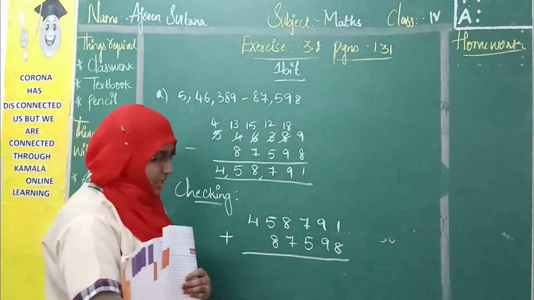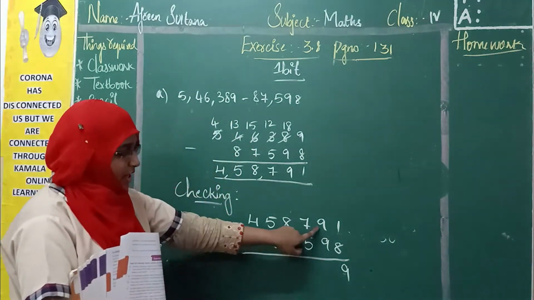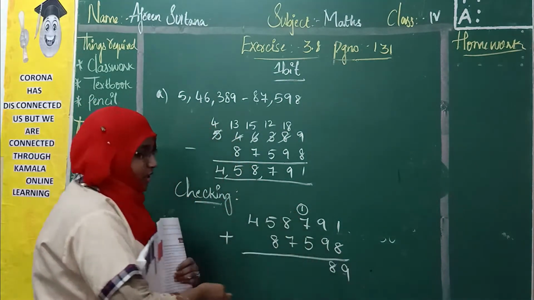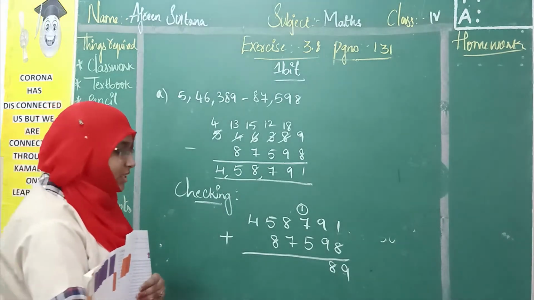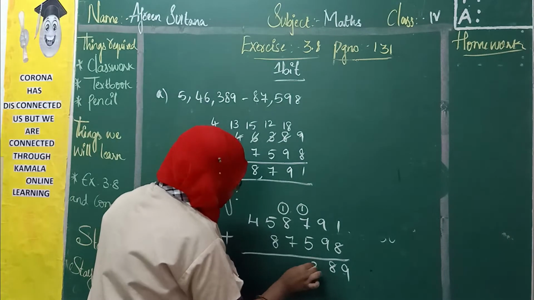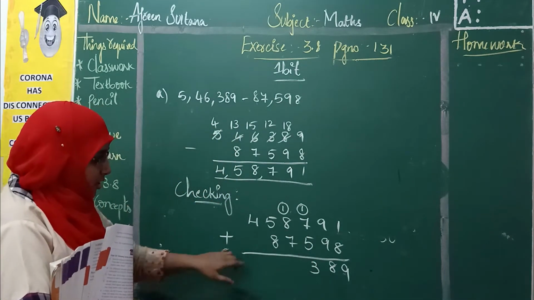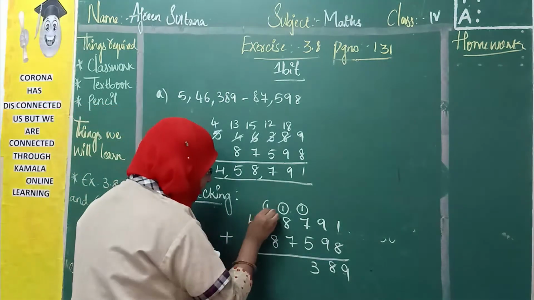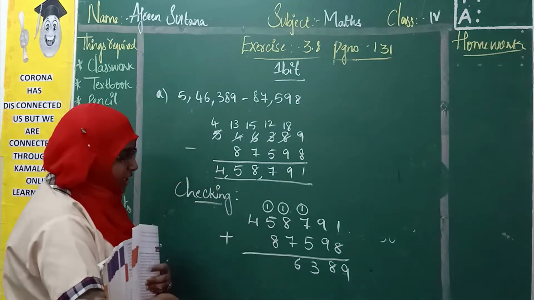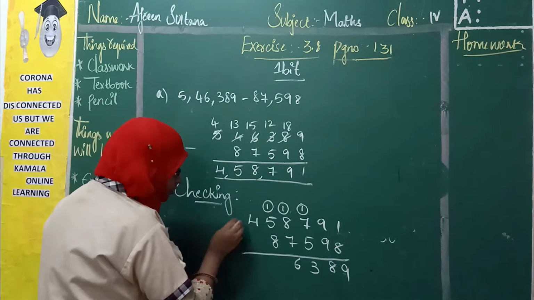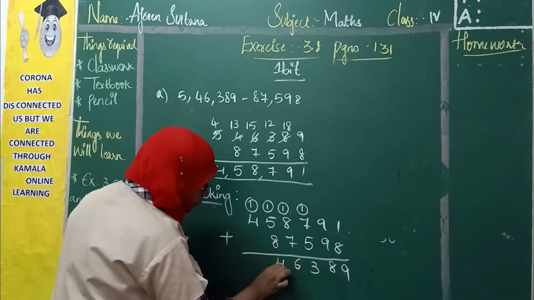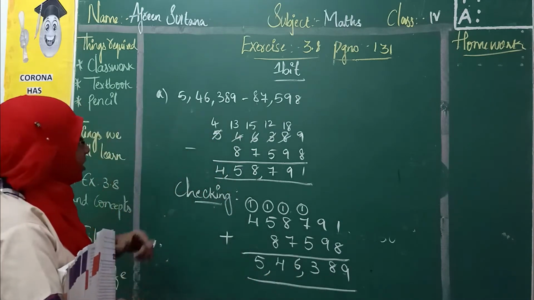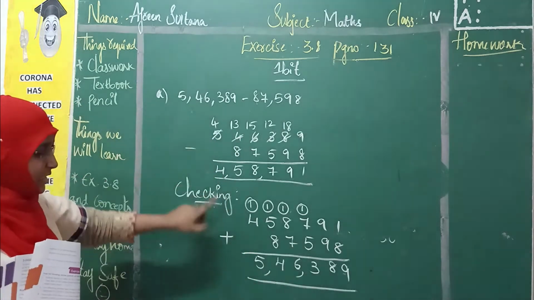8 plus 1 is 9. Next 9 plus 9, 18. So 1 will be carried forward and 8 will be written down. 7 plus 1, 8. 8 plus 5 is 13. Now 8 plus 1, 9. 9 plus 7 is 16. So 1 will be carried, 6 will be written down. 8 plus 5, 13. 13 plus 1 is 14. 1 will be carried, 4 will be written down. 4 plus 1 is 5. Now if I put the comma, that is 5,46,389. See, we got the exact answer.